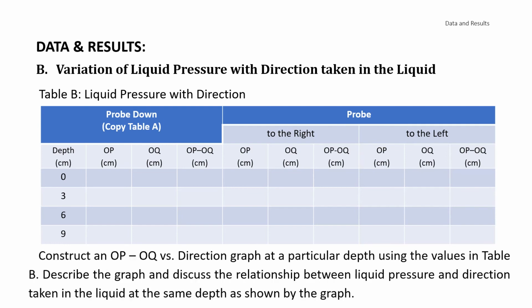Construct an OP minus OQ versus direction graph at a particular depth using the values in table B. Describe the graph and discuss the relationship between liquid pressure and direction taken in the liquid at the same depth as shown by the graph. So in this part of the experiment, you are going to draw a bar graph for the depth 6 centimeter.